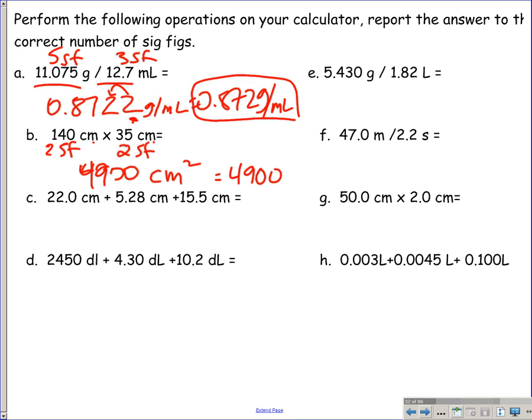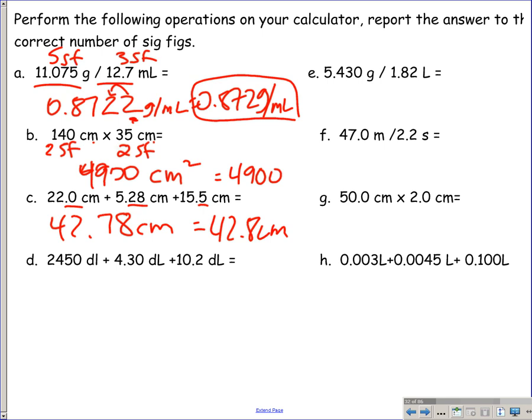Let's do C. Okay, so addition and subtraction, what's important? Decimals, okay, how many decimals is this one? One decimal. This one? Two, this one? Weakest link is one. So I record whatever this answer is with one decimal. When you add this up, you get 42.78 centimeters. I need to round that, right? What's the rounded significant number? 42.8 centimeters. Cool.